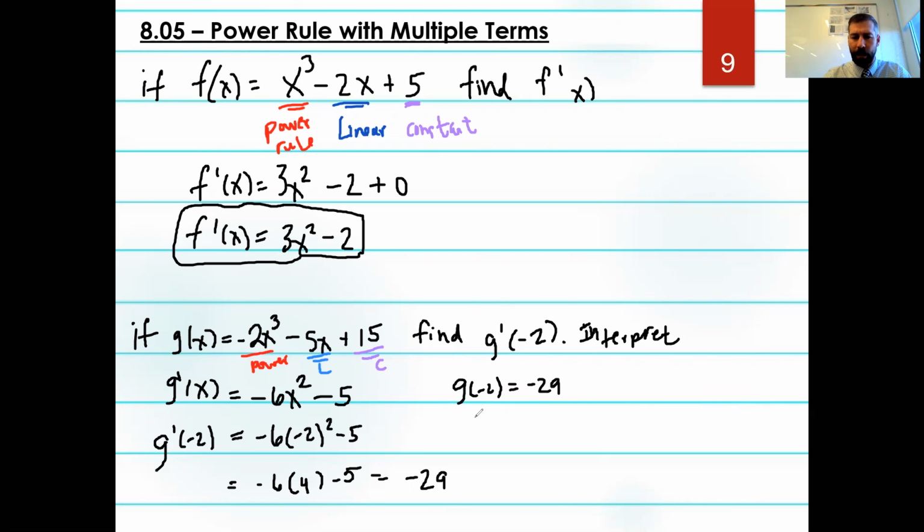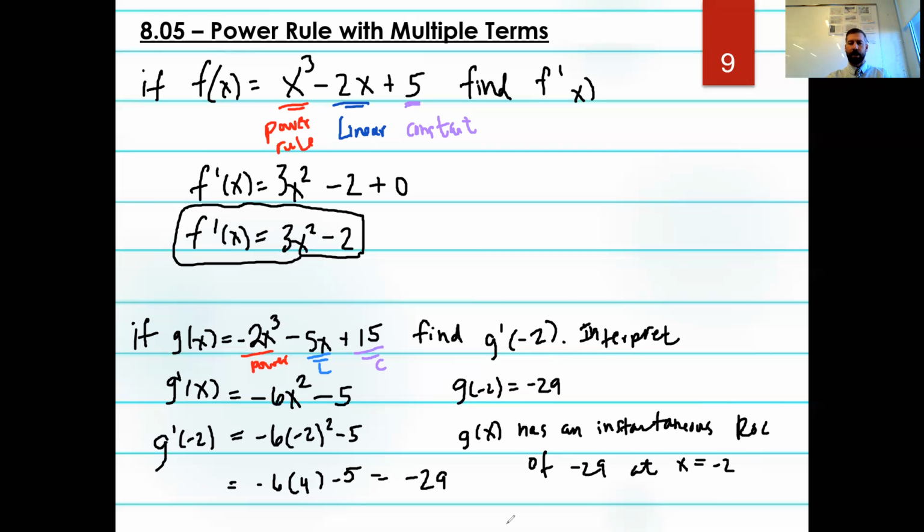And I want to interpret, what does that mean? That means the slope of the tangent line at g of x at x equals negative 2 is negative 29. Or what I like to say is g of x has an instantaneous rate of change of negative 29 at what point? X equals negative 2. The rate of change is changing constantly, but at that point, the rate of change is very, very negative.